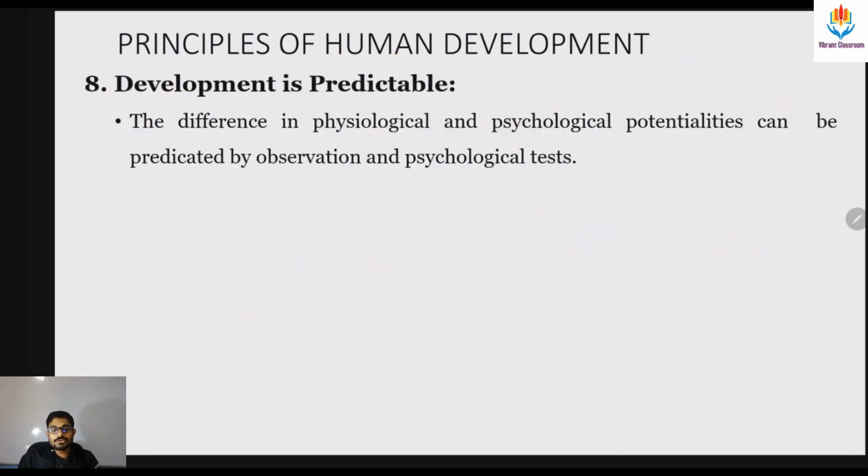Then come to the next part, that is, development is predictable. Growth is not a predictable concept. We cannot predict that an individual will have a certain height in future. We cannot predict that concept, but we can predict developmental concepts. The differences in physiological and psychological potentialities can be predicted by observation and psychological tests.